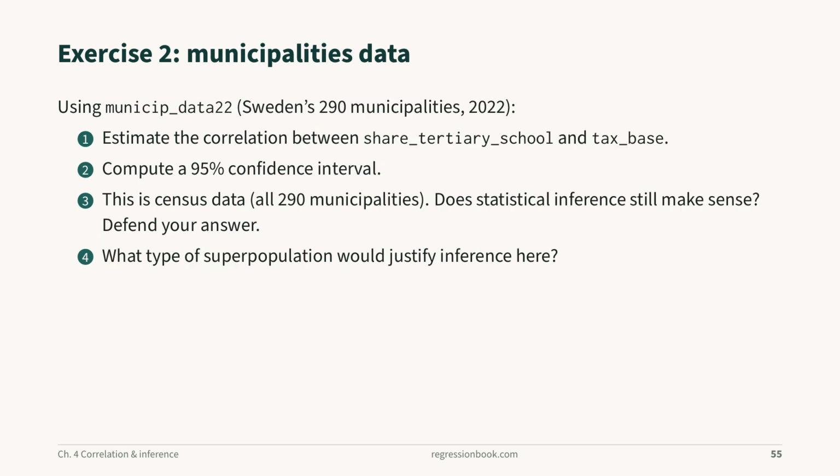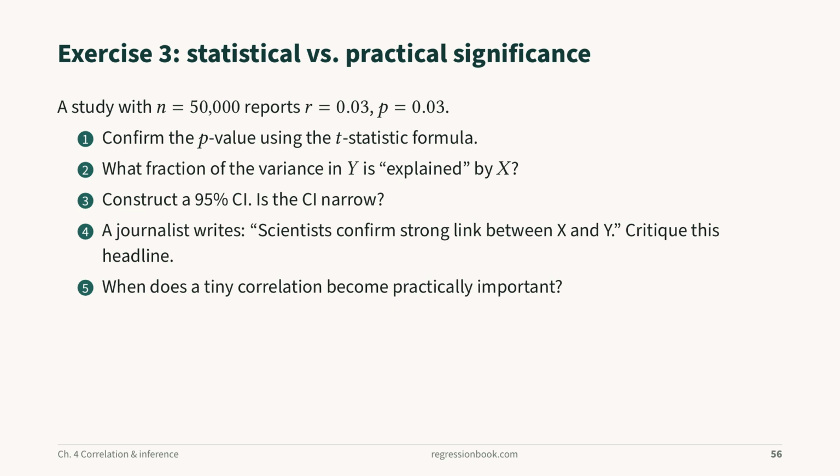The second exercise moves to the municipality's census. Correlate tertiary schooling share with the tax base across all 290 municipalities, build the interval, then defend whether inference makes sense at all with census data, and name the superpopulation that would justify it. The third exercise is the significance trap in numbers: 50,000 observations, correlation 0.03, p-value 0.03. Verify the p-value, compute the explained variance, build the interval, then critique the journalist's headline about a strong confirmed link.